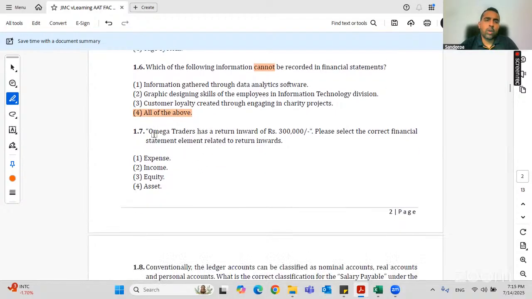Right, next one. Omega Traders has return inward. Return inward means sales return of 300,000. Please select the correct financial statement element. Now, return inward means items are returned and coming back to the entity. So it's a sales return. Sales returns are the things that we deduct from the sales. So sales return is part of the sales domain. It's connected to sales. Sales is an income, no? Sales return is not an expense, rather a reduction of an income. Therefore, it is also an income category.